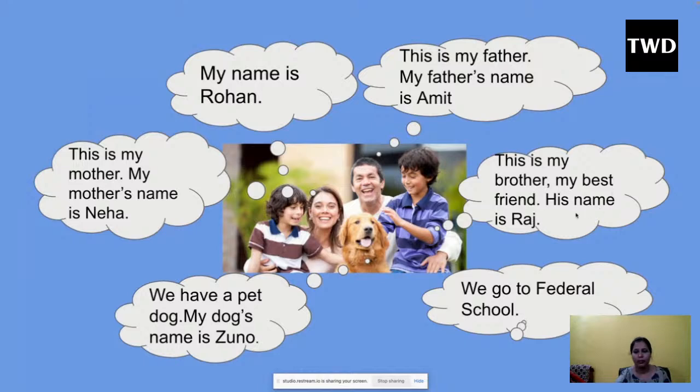This is my brother, my best friend. His name is Raj. Here, brother is common noun and Raj is proper noun. We go to Federal School. Federal School is a proper noun. We have a pet dog. My dog's name is Zuno. Zuno is a proper noun. This is my mother. My mother's name is Neha. Mother is common noun and Neha is proper noun.